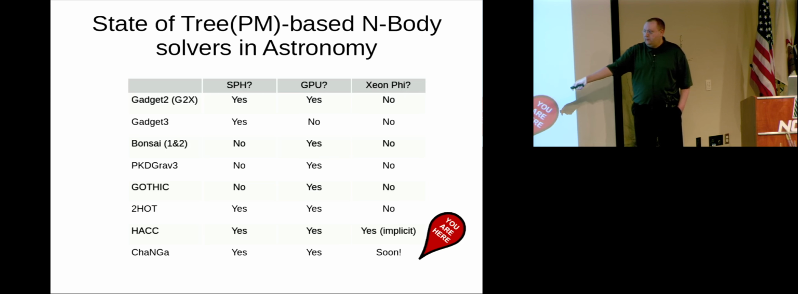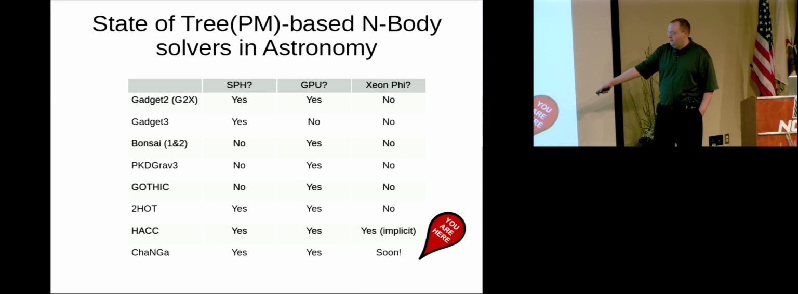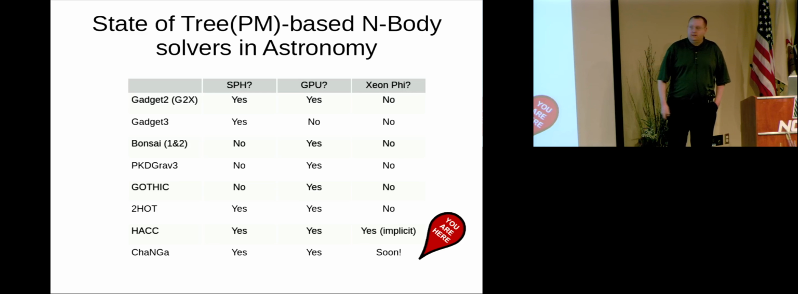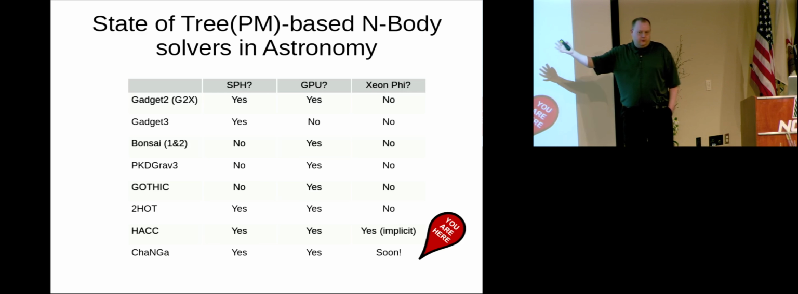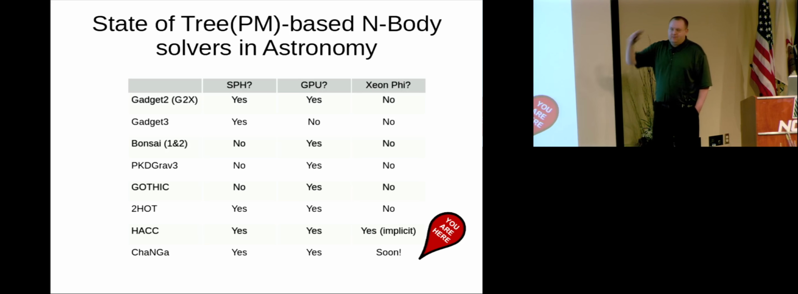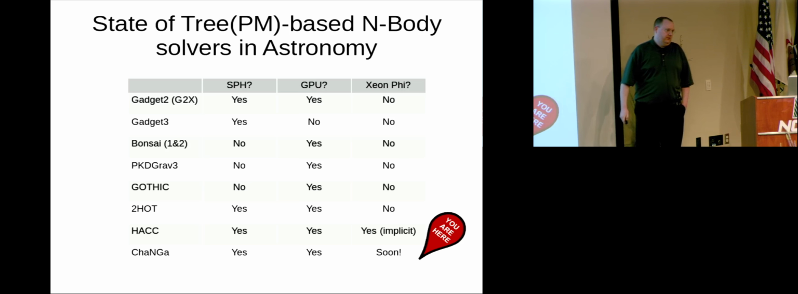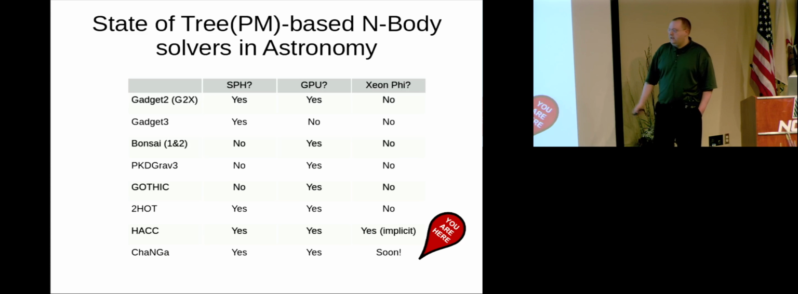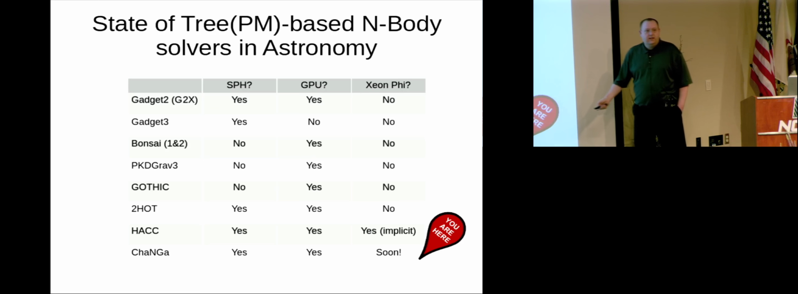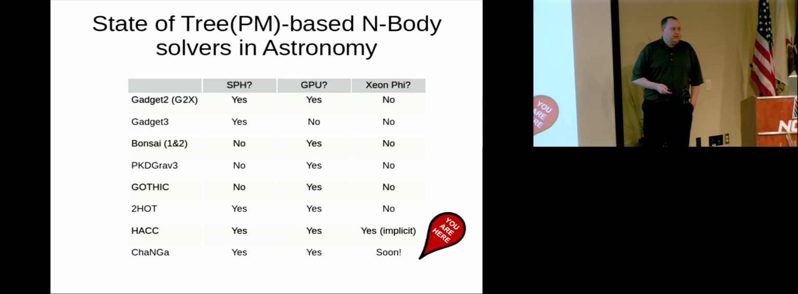So this is where we want to bring ChaNGa. We want it to have a yes in this last column right here, and that's what I am working on. Of course, you can compile any program to run on the Xeon Phi, as long as you have a compiler for it, right? But to get good performance on Xeon Phi, you really have to do explicit SIMD optimizations. And as best I can tell, HACC has not done this. If anyone knows differently, please let me know. But soon, ChaNGa will have this.